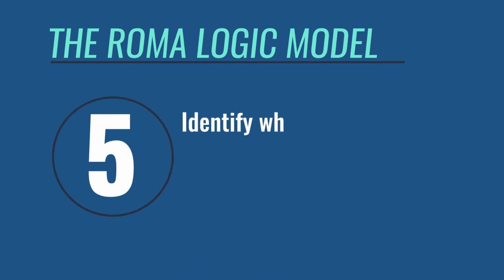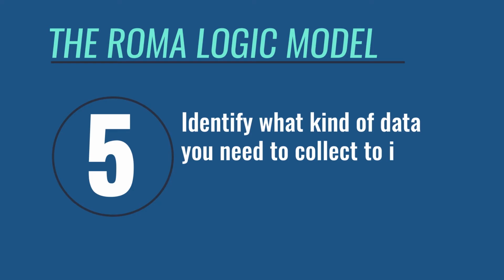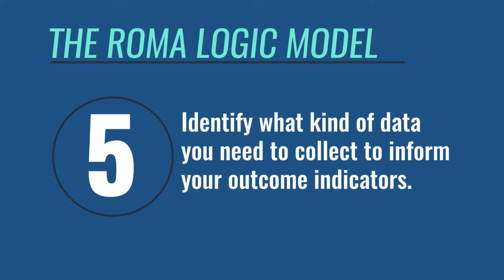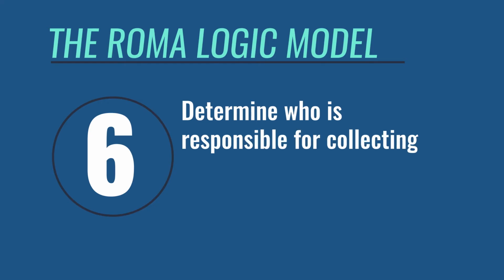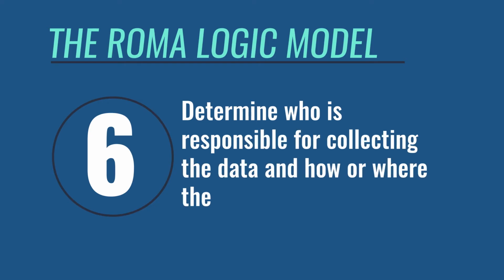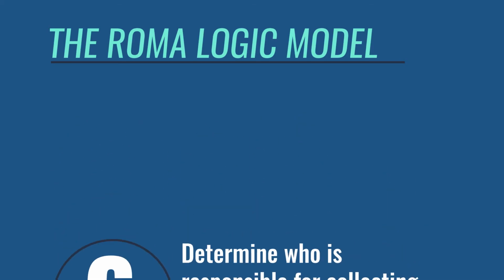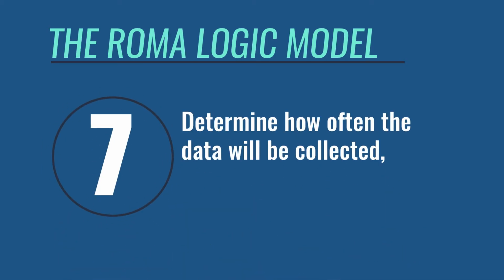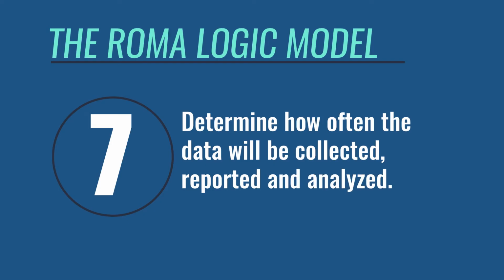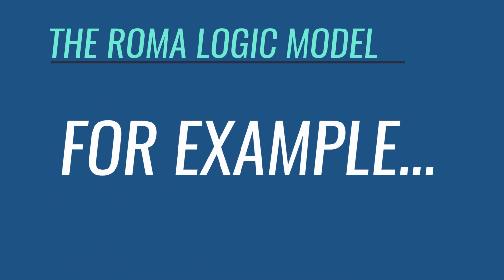Step 5. The case record will provide the data for our outcome indicators. Step 6. Determine who is responsible for collecting the data and how or where they will find it. Step 7. Determine how often the data will be collected, reported, and analyzed. Let's look at an example.